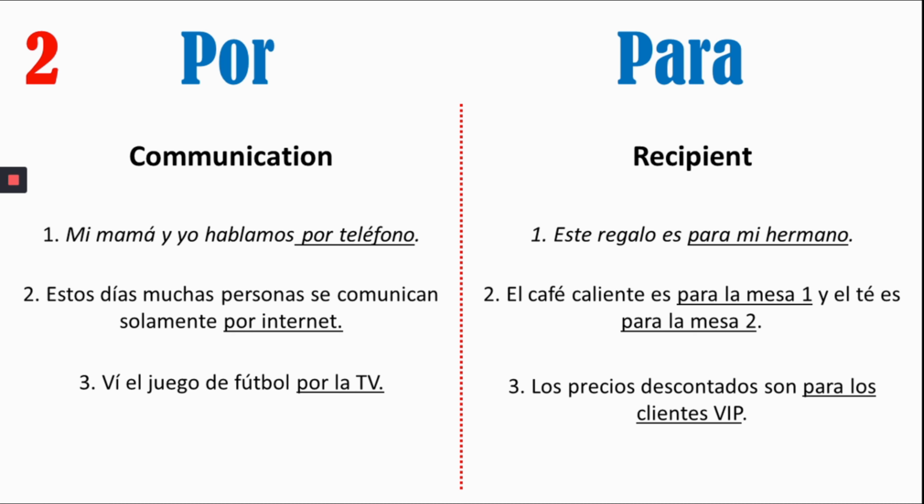And something similar happens with the word para, because we previously said that para will introduce the destination. Here, we can think about this in the same way. In example number 1, este regalo. What's the destination of este regalo? Mi hermano, the person, because he will be the recipient. The same story with number 2, el café caliente, and the destination for el café caliente will be la mesa uno. And the destination for the té is going to be mesa dos. In number 3, los precios descontados have another destination. It's los clientes VIP.